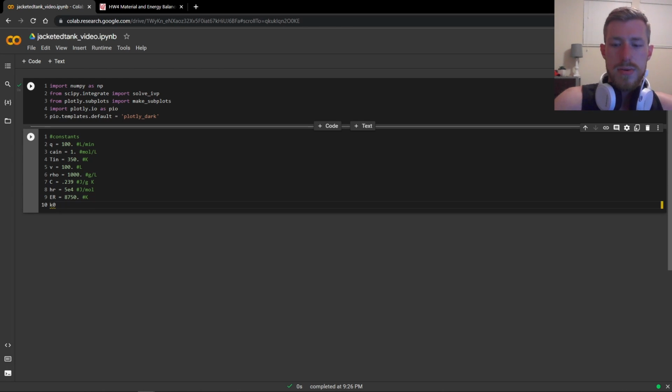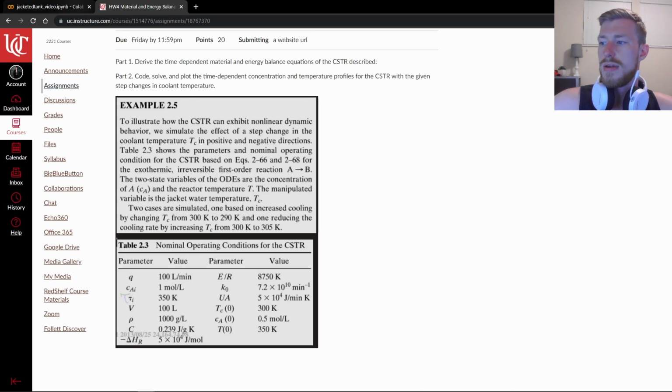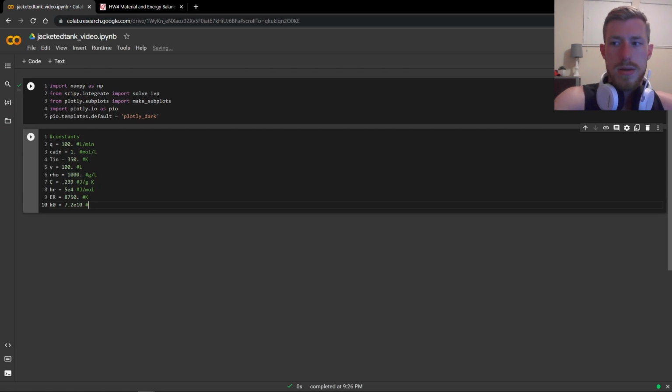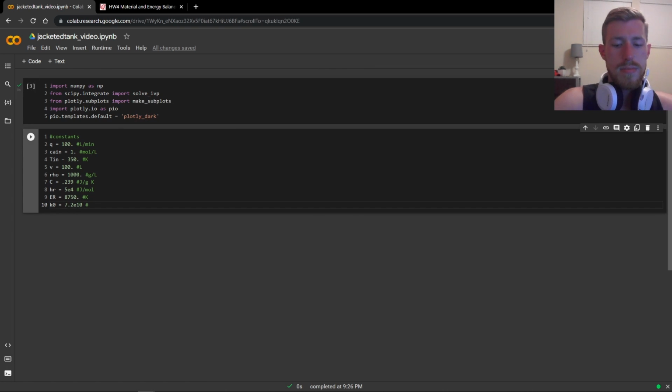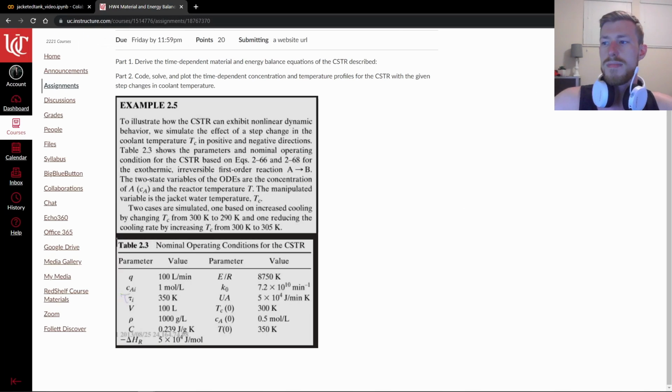So K0 is going to be equal to 7.2E10, right, 10 to the 10. That's going to be in, I'm going to call it HC because it's not hertz, it's min to the negative 1. I almost abbreviated that as hertz, but that's cycles per second, not actually per minute. So good thing I caught that.